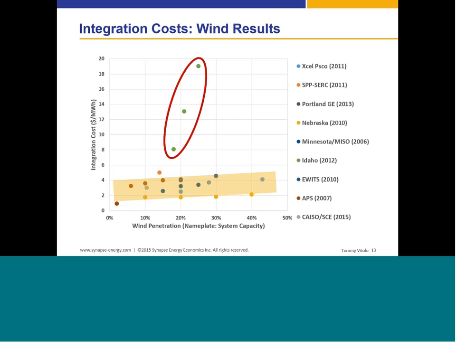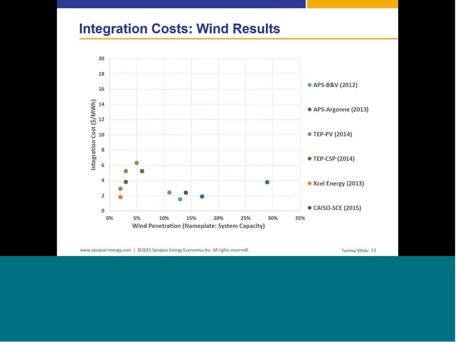The two takeaways are, again, hey, $5 a megawatt hour for as much as 50% wind seems to be the findings of an awful lot of studies. And, well, if you don't have resources that can help you integrate, or more specifically, if you have a number of resources on your system that preclude you from integrating, you may find substantially higher costs. Let's look at solar.